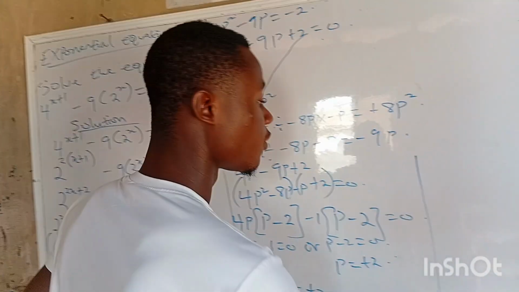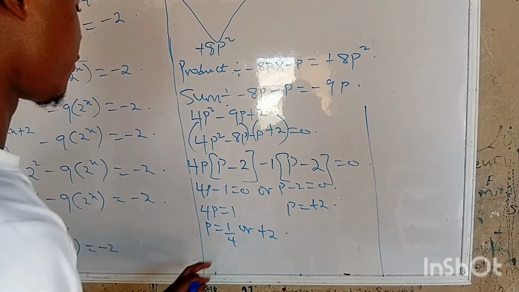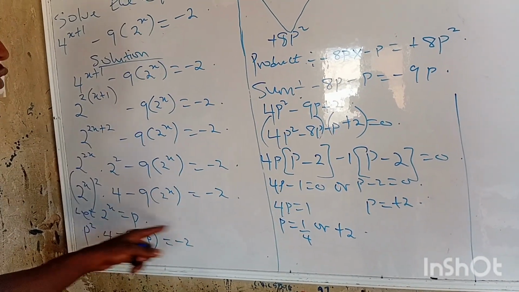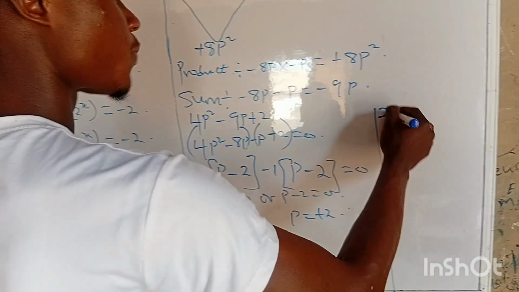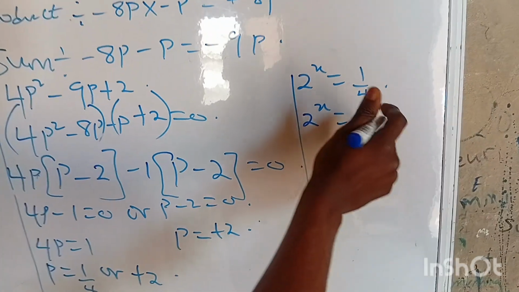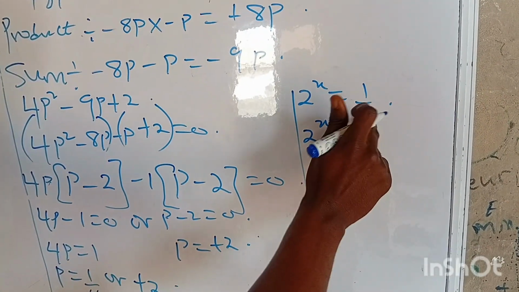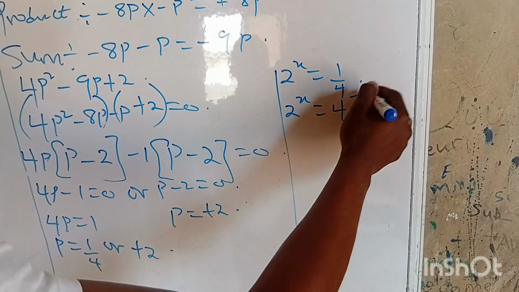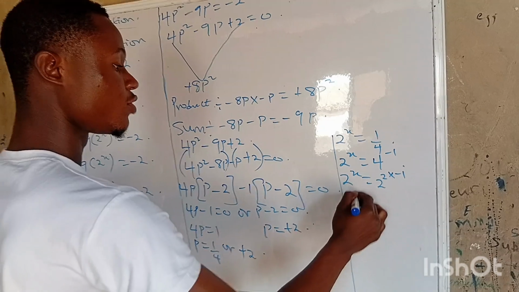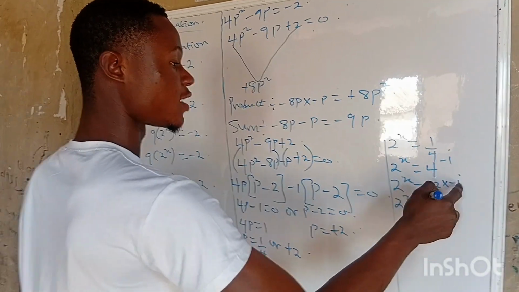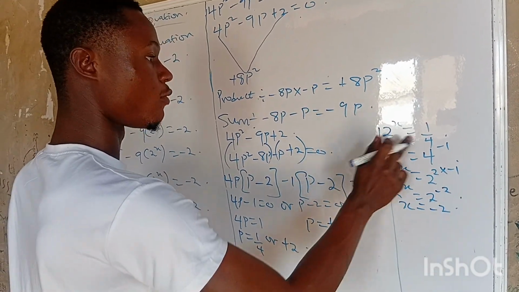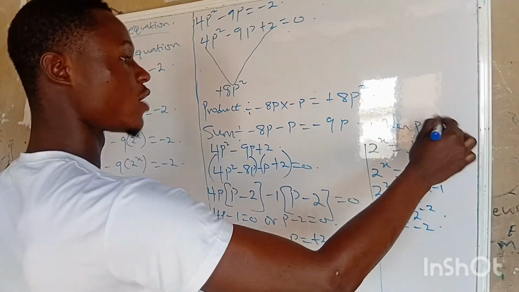To conclude it, since we represented p as 2^x, anywhere we see p, we put 1/4 first. So that's 2^x = 1/4. To solve it, 2^x = 4^(−1) first, which is 2^x = 2^(2 × −1), which will give us 2^x = 2^(−2). So definitely x = −2. That's for when p = 1/4.